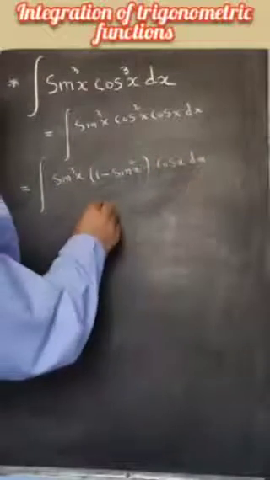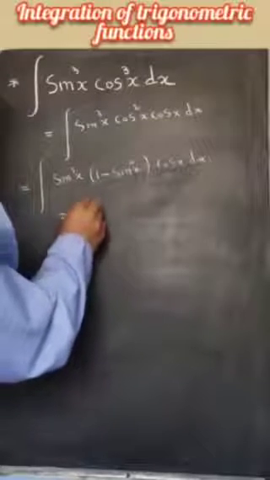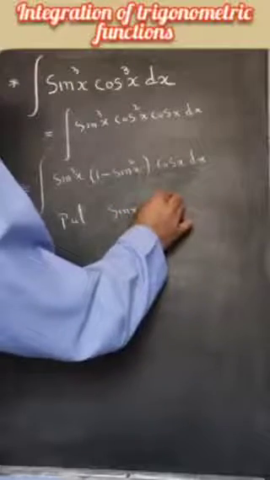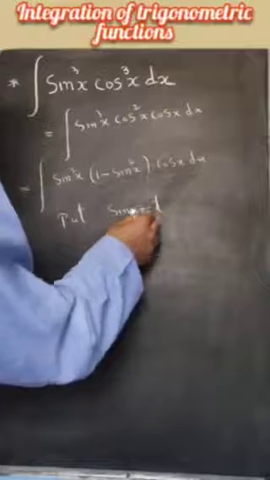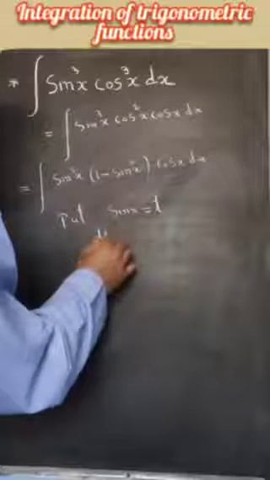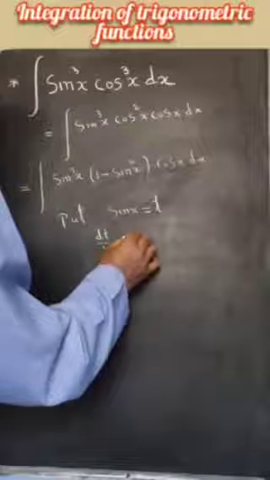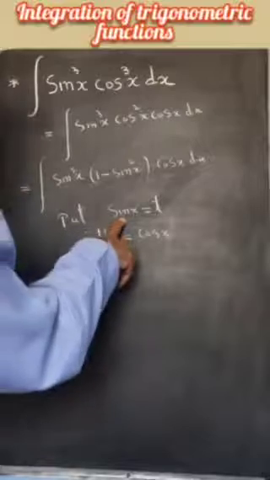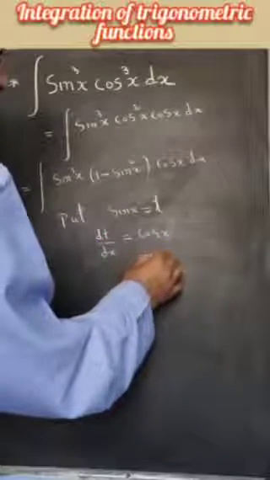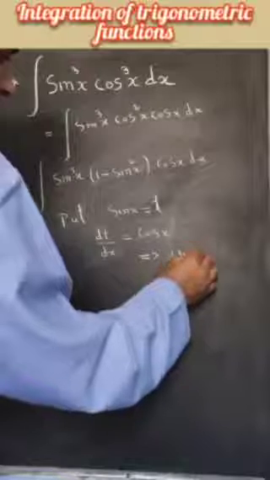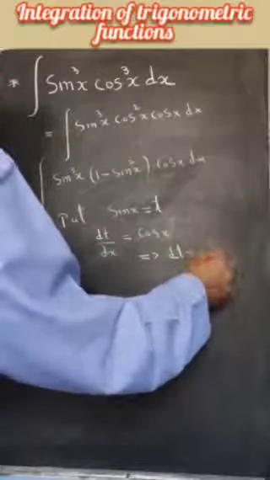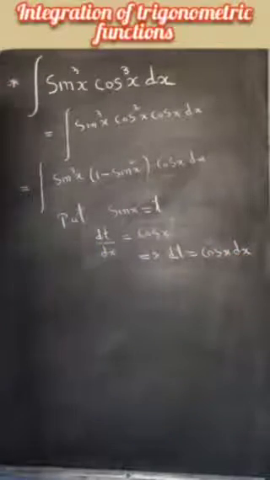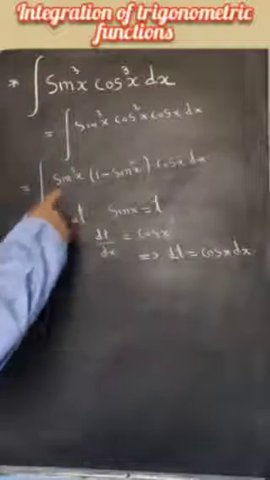dx. Now put sine of x equal to t. Differentiating t with respect to x, we get dt by dx equal to cosine of x, as differentiation of sine x is cosine of x. That implies dt is equal to cosine of x dx.